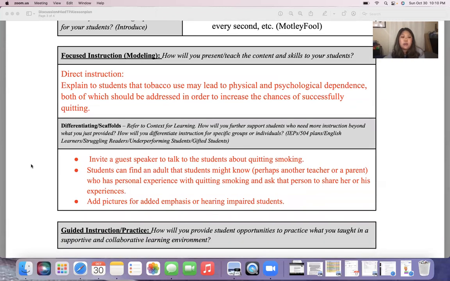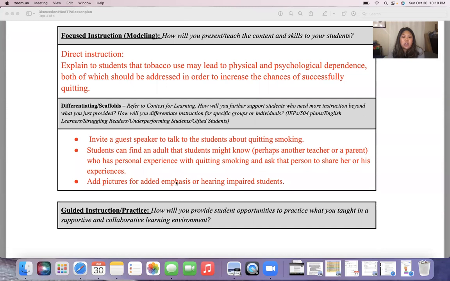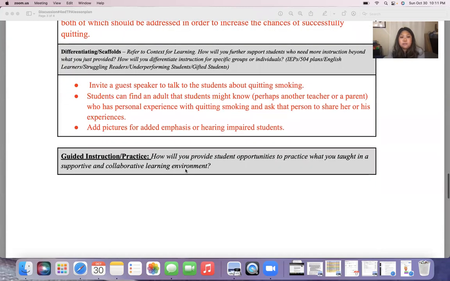And then we have our differentiating and scaffolds, just to provide different ways for them to learn or help them understand the topic more. One was to invite a guest speaker, or students can interview another adult about the topic, and then adding pictures for added emphasis or for hearing impaired students.